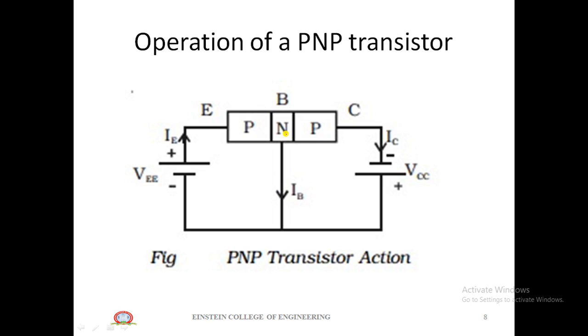But the layer will be thin and lightly doped, so there will be remaining holes. That remaining holes will flow towards the collector region. This constitutes the collector current. This collector current is because of the flow of holes. In the PNP transistor, the current flow is because of the holes. However, the external circuit current flow still depends upon the electrons.